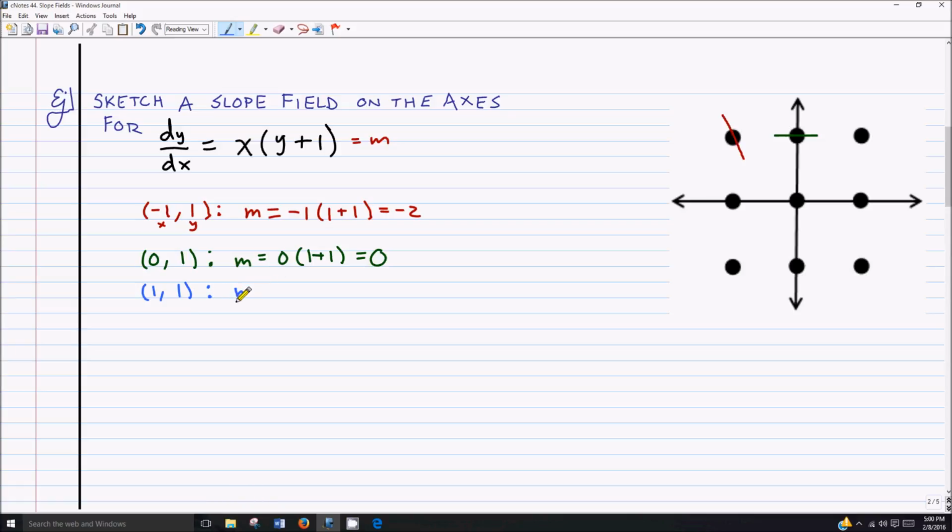Let's look at 1, 1. M is going to be, that's a horrible one. 1 times 1 plus 1 is going to be positive 2. So I'm going to attempt to draw another fairly steep line segment. And there it is. I've drawn it.